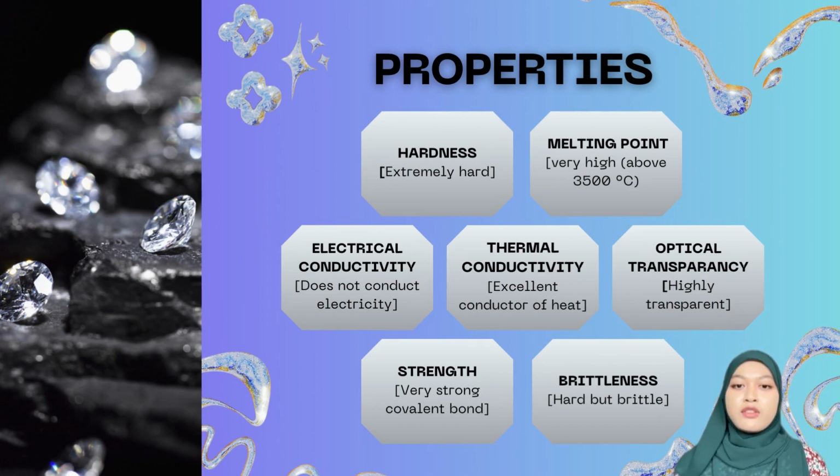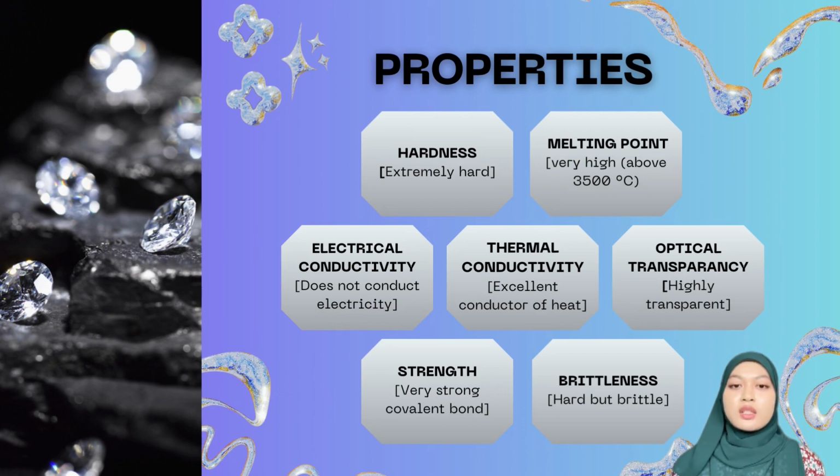First, in terms of hardness, diamond is extremely hard. It is the hardest natural substance because each carbon atom is strongly bonded to 4 other carbon atoms. Next, the melting point of diamond is very high, which is above 3,500 degrees Celsius. This is due to the strong covalent bond in its structure.